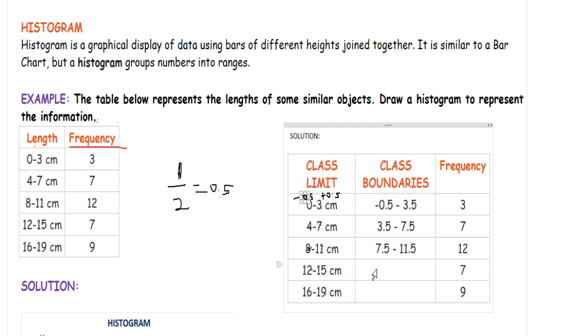12 minus 0.5, sorry, is 11.5. 15 plus 0.5 is 15.5. 16 minus 0.5 is 15.5, and 19 plus 0.5 is 19.5. So we have successfully gotten our class boundaries, which we are going to use to construct our histogram.